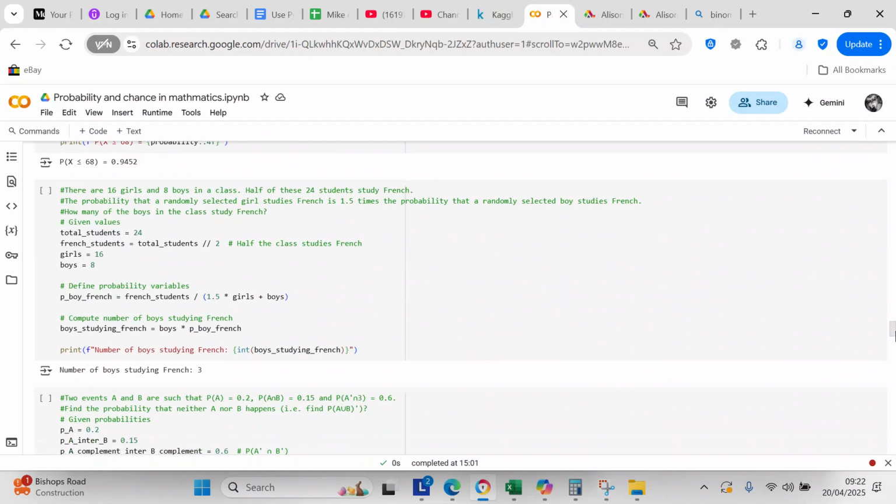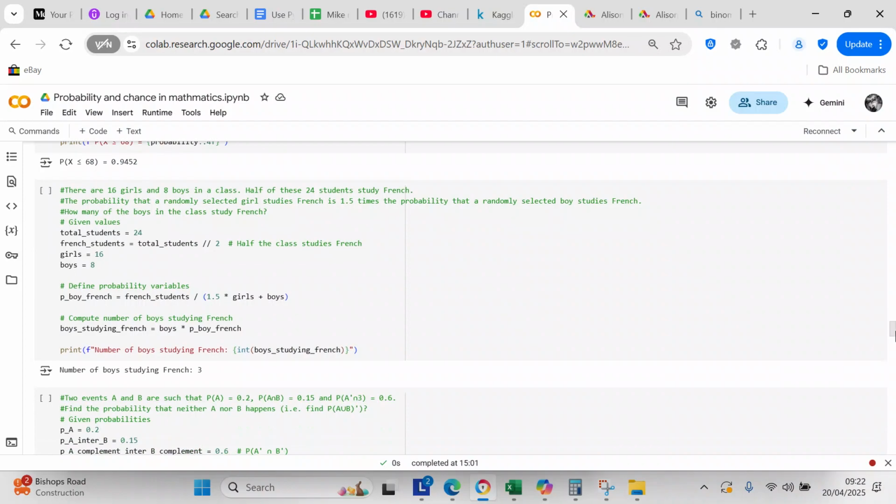So we've got another question. There are 16 girls and 8 boys in a class. Half of these 24 students study French. The probability that a randomly selected girl studies French is 1.5 times the probability that a randomly selected boy studies French. How many of the boys in the class study French?